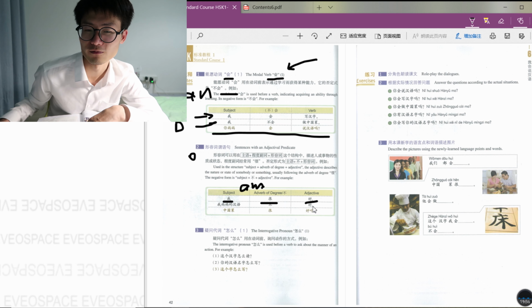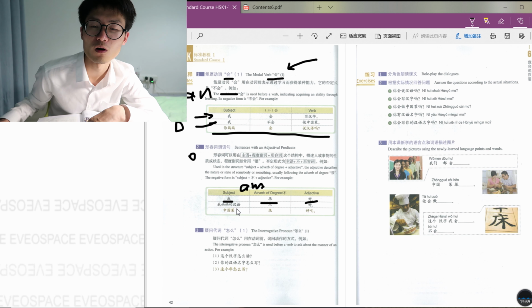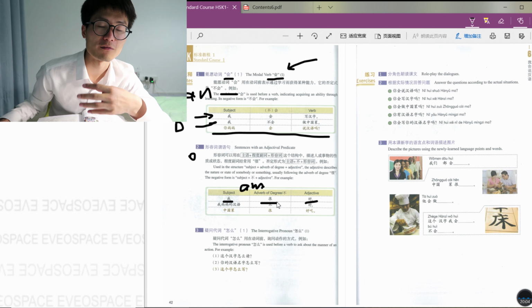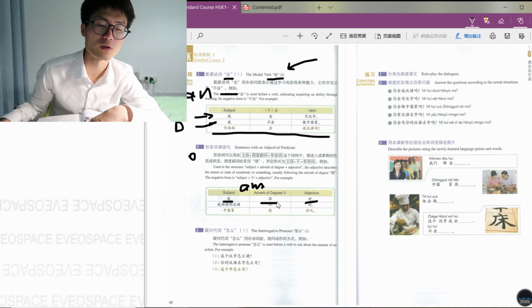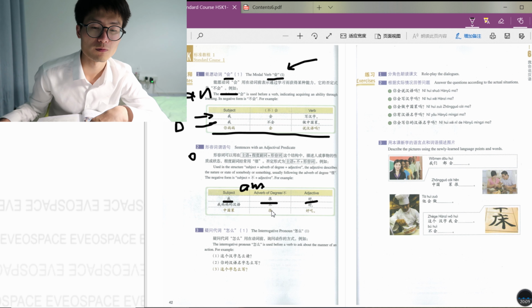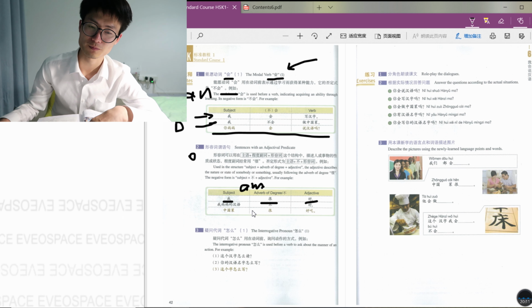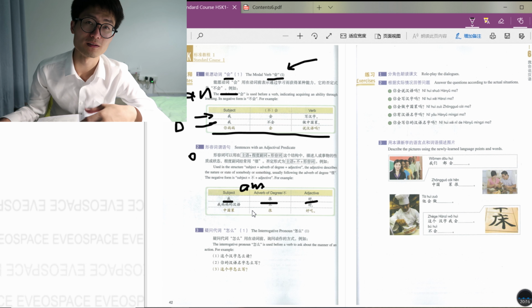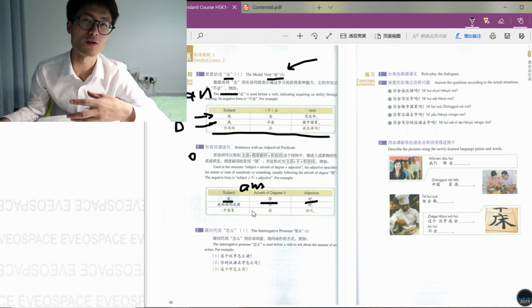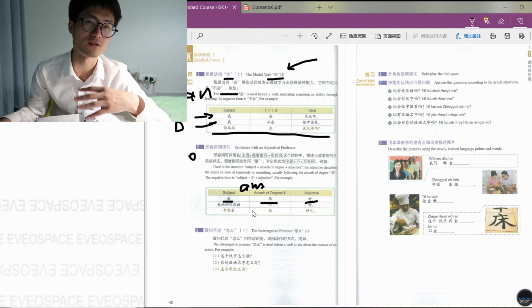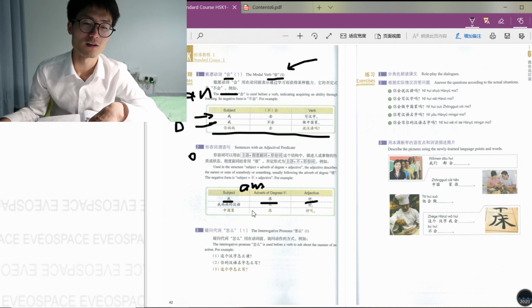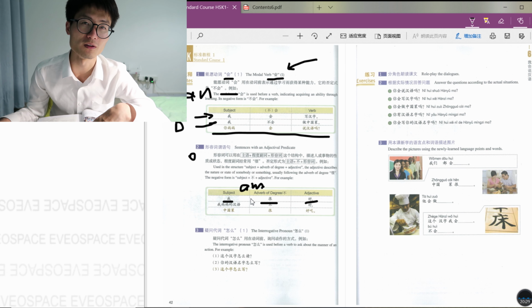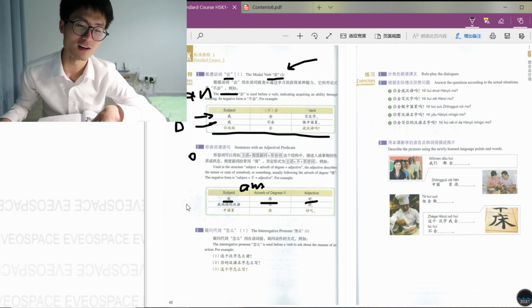So this is the very correct form, 我很好. And then the negative form is 我不好. So either it's very good or it's bad. Usually we don't say something is just okay. Sometimes we would, but that would be other words. Okay, let's move on.